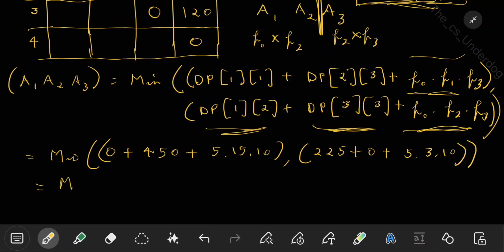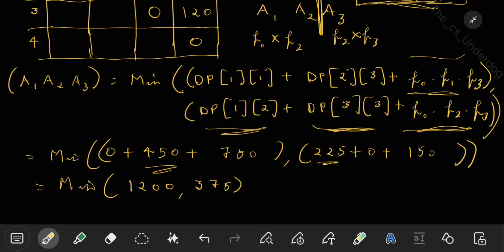What is the value here? It will be minimum of, first one, 450 plus 5 into 15. 5 into 15 is 75, into 10 is 750, plus 450. It will be a total of 1200. And what about the second one? Here you have 5 into 3 into 10. 5 into 3 will be 15, 15 into 10 will be 150. 150 plus 225, total will be 375.